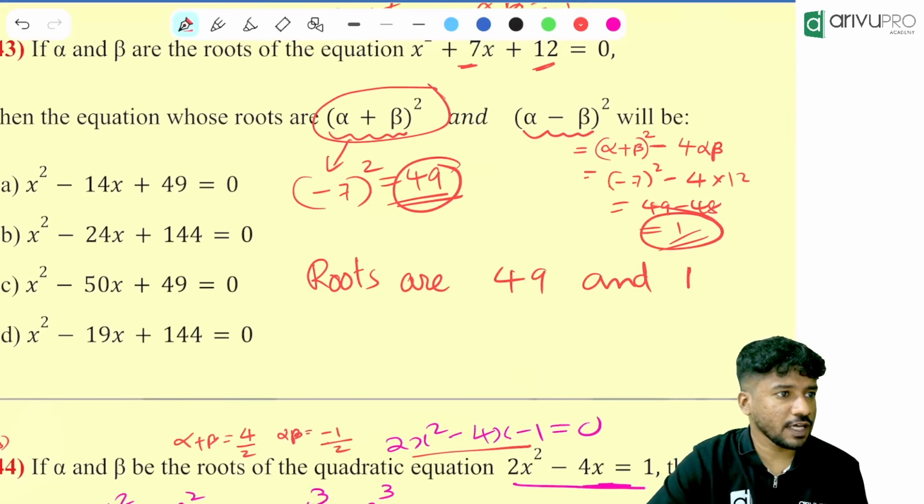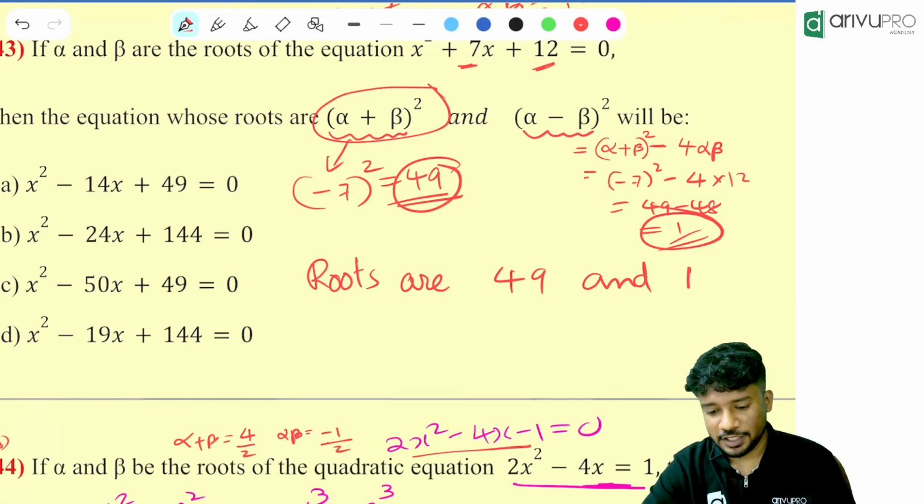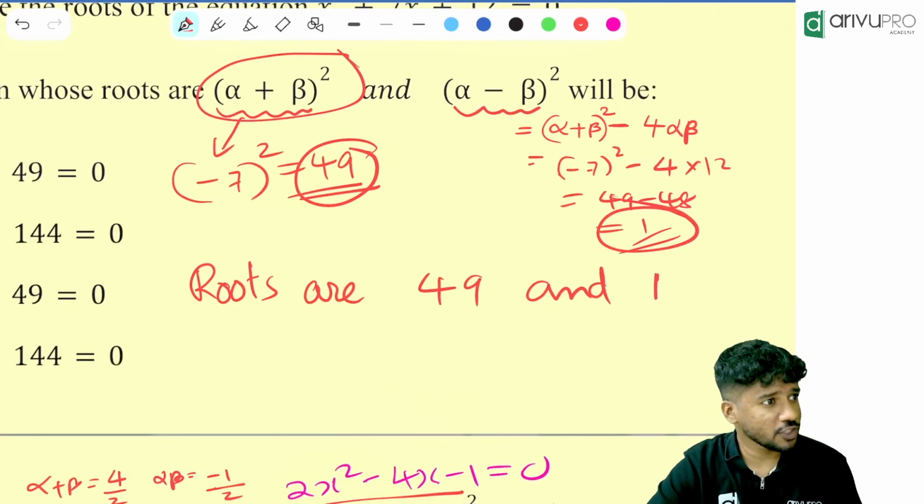Because we don't have the value of alpha minus beta, right? First of all, if you have, it's fine. In the question, we don't have. That's why we are writing in terms of this.